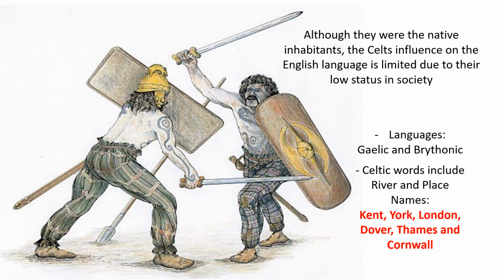The Celts are important because the Celtic language influenced the English language. Although they were the native inhabitants, the Celts' influence on the English language is limited due to their low status in society. Celtic words include river and place names like Kent, York, London, Dover, Thames, and Cornwall. So in recent years, there's been a lot of research that brought out the role of the Celts and that has encouraged people to think of the early history of English in terms of its contact with Celtic languages.